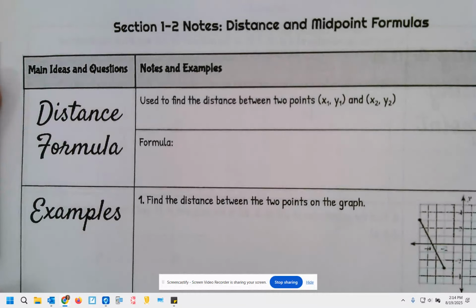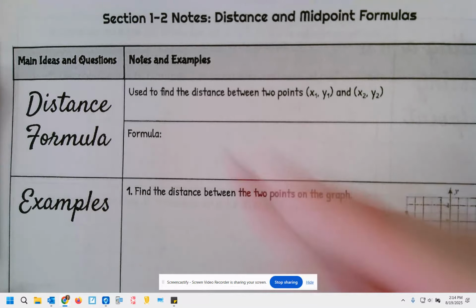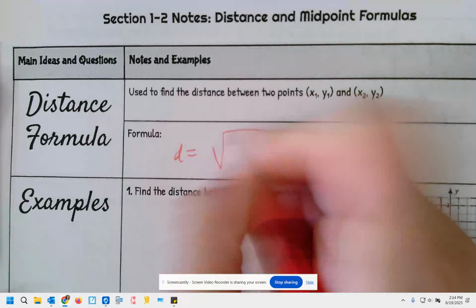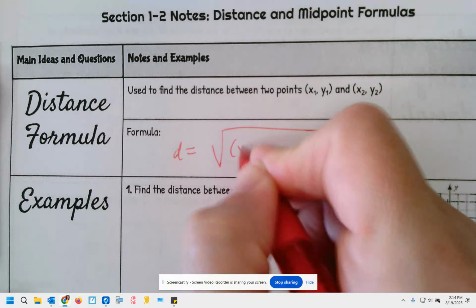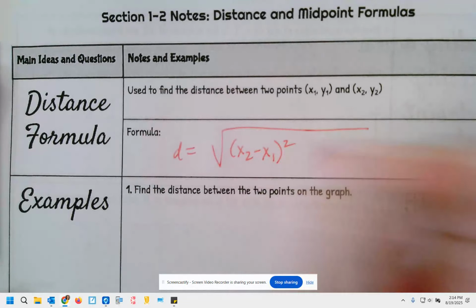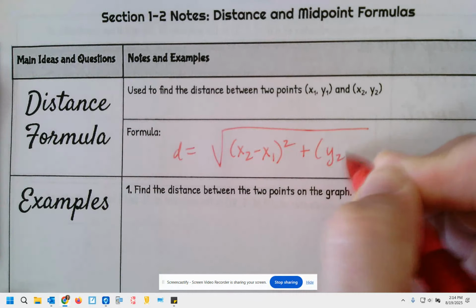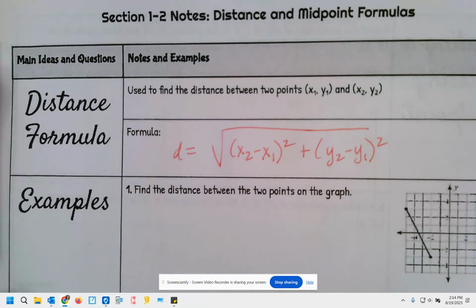If we want to know the distance between any 2 points on the coordinate plane, the formula is the square root of the difference in the x's squared plus the difference in the y's squared. All of that is under the square root symbol.